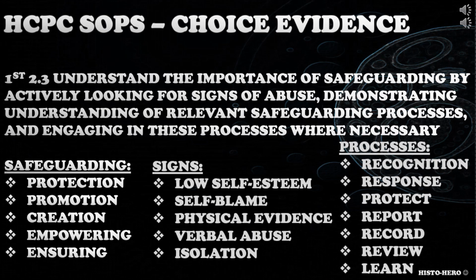The candidate could consider protection of vulnerable individuals like children or the elderly, promoting human rights and well-being, creating a safe environment where people can thrive, empowering people and ensuring dignity and independence. Signs of abuse include low self-esteem, self-blame, presence of any physical evidence of abuse, verbal abuse or isolation. Safeguarding processes include recognition of the abuse, your response, protection and reporting of the abuse, recording, reviewing and learning to improve future practice.